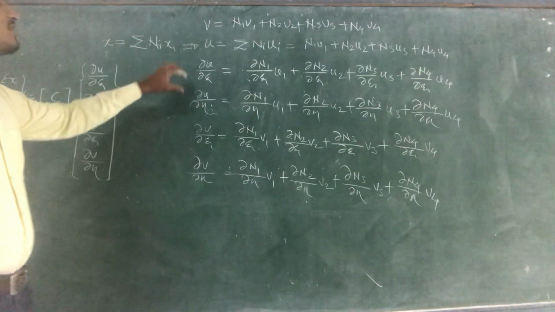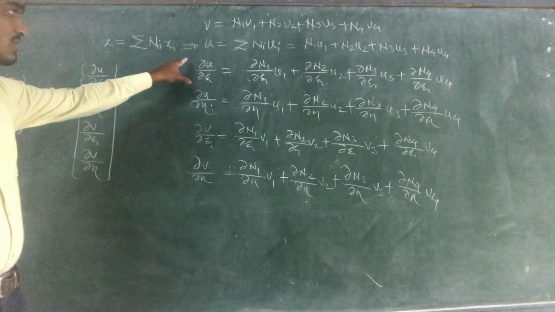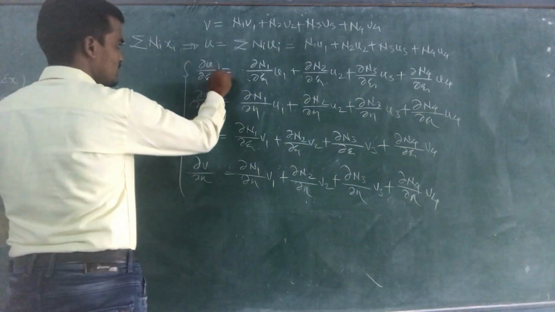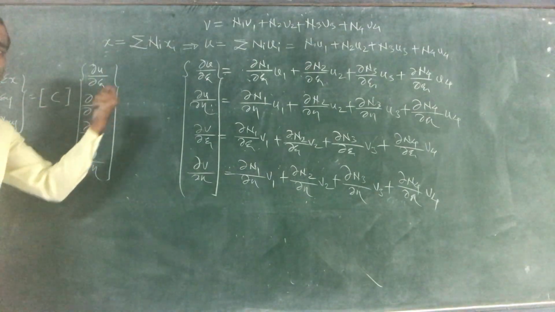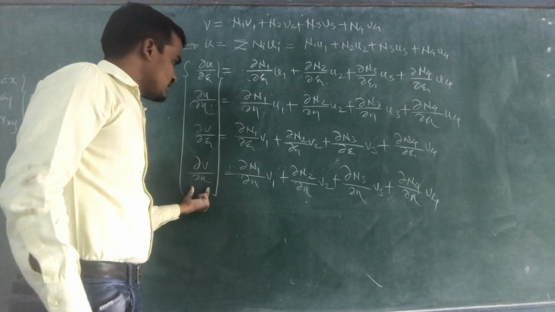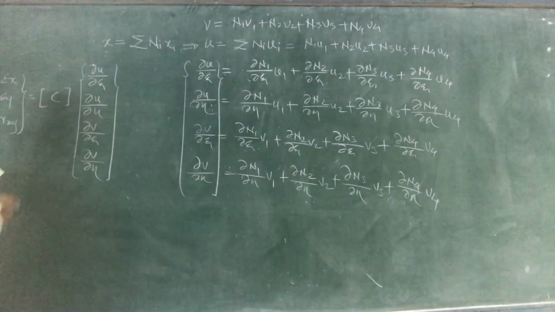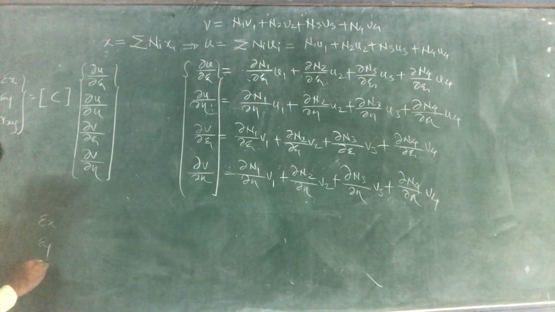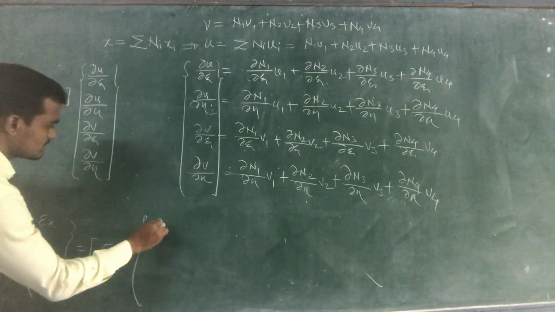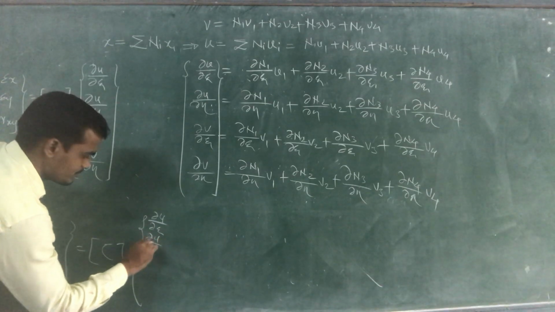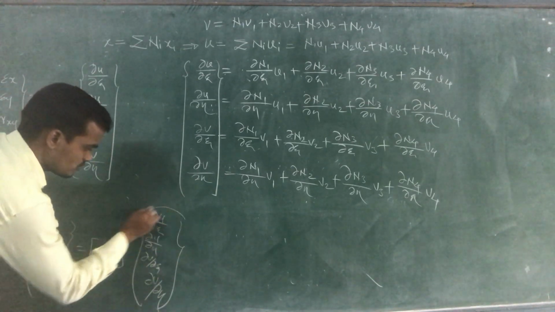So in this way you can simplify del u by del zeta, del u by del eta, del v by del zeta and del v by del eta. And this is nothing but this vector. Now we can write this vector in matrix form also, as here we need this vector only in simplified form in terms of u and v. So epsilon x, epsilon y and gamma xy is equal to the C matrix into del u by del zeta, del u by del eta, del v by del zeta and del v by del eta, because we are going to replace this vector.